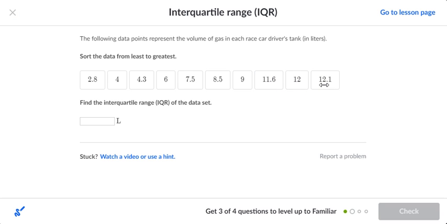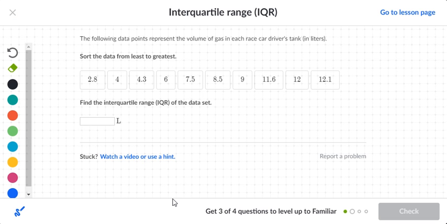Now 12.1 is bigger than 12, so that's like $12.10. That's 12. So let's check to make sure that these values are correct first. So we have 2.8, we have 4, we have 4.3, we have 6, we have 7.5, 8.5, we have 9, we have 11.6, and we have 12.